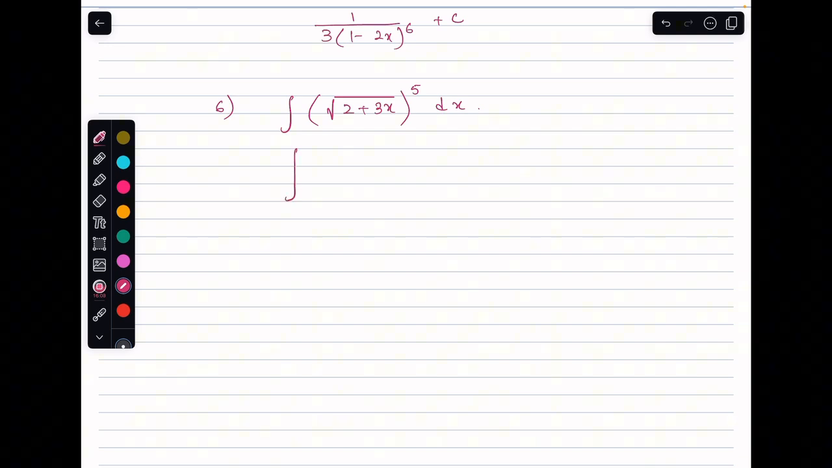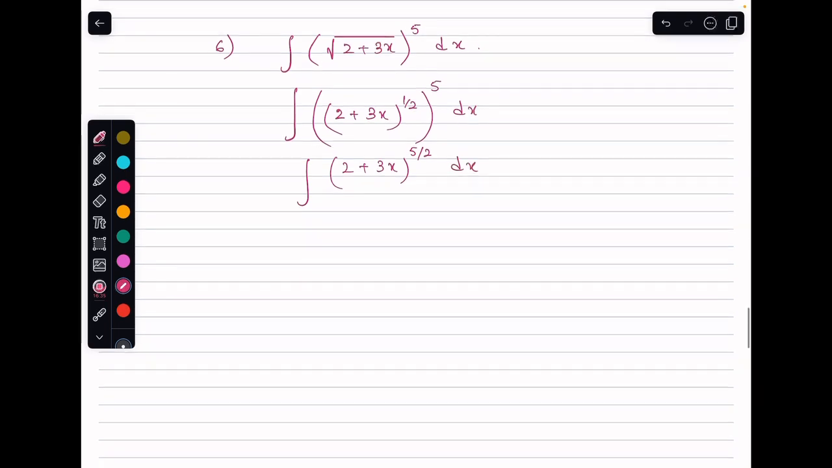I can simply say that this is 2 plus 3x, and square root means it's to the power 1 by 2, and then further we had the bracket which had the power 5. Again, we know that power to power, they get multiplied. So I can say it's 2 plus 3x to the power 1 by 2 times 5, that would give me 5 by 2, dx. And then it's the same process that we need to continue with.